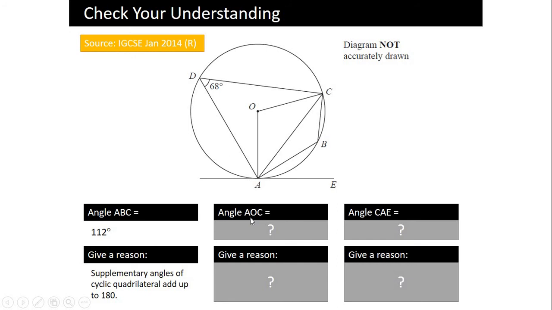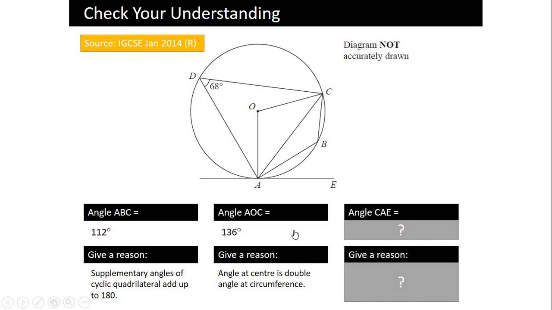Next one, it wants angle AOC, so A to O to C. Hopefully you're using that the angle at the centre is double the angle at the circumference, so 68 multiplied by 2 would give us 136 degrees.